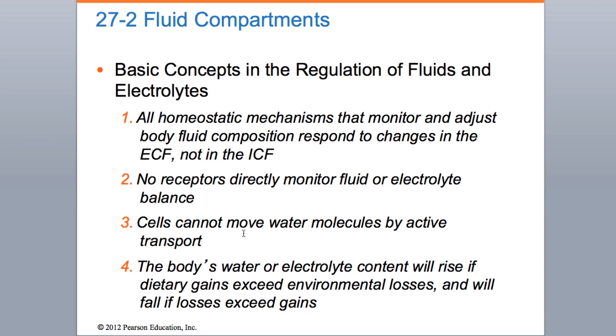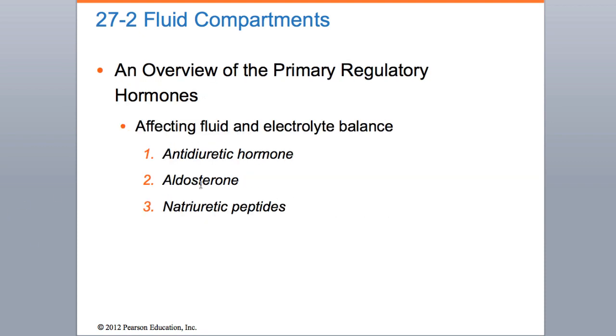Okay, next slide. So this one's an important basic concept to keep in mind. You're moving water by creating an osmotic gradient through the active transport of ions. Next slide. You've already come across all of these. Again, from this slide, you can clearly tell that we are using the stuff we've learned before: antidiuretic hormone, aldosterone, and the natriuretic peptide of the heart, the ANP of the heart.